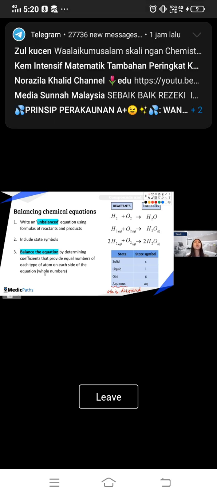Now, finally, the last step would then be to balance it. So, balance the equation by determining the coefficients that provide equal numbers of each type of atom on each side of the equation, and they're always in whole numbers. We could write them in fractions, but we are not going to do that. We like whole numbers. It's just so much easier to look at rather than a half, 1/4, 1/8, right? You could do that if it helps with balancing the equation, as long as in the end you end up with whole numbers, that's fine.